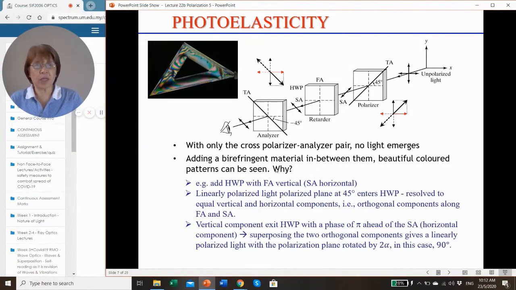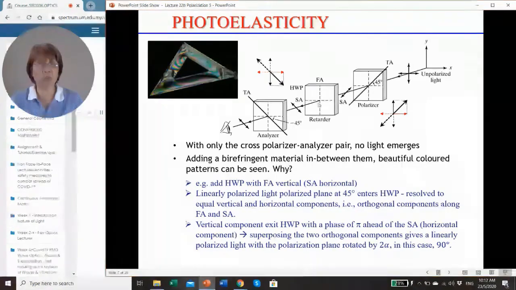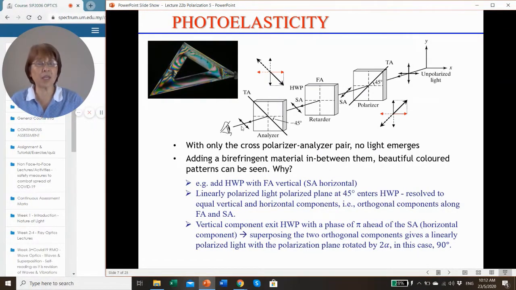So here, we have a simple setup for doing that. Let's say we have unpolarized light and a pair of linear polarizer and analyzer, at crossed transmission axes. So no light will emerge over here. But when we add a birefringent material in between this polarizer and analyzer pair, then you will be able to see beautiful colored patterns. For example, if you look at this sample here.